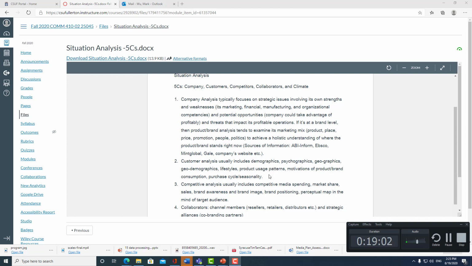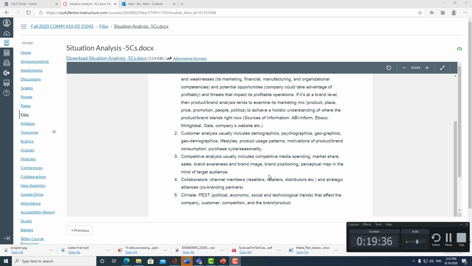Who are their competitors? And then the biggest market competitors, and also sales, brand awareness, brand image, brand positioning, perception map. Those kinds of stuff really, from a competitive standpoint, look at where they are in relation to their competition. But this is very, very important because marketing is about beating your competition. So that's extremely important.